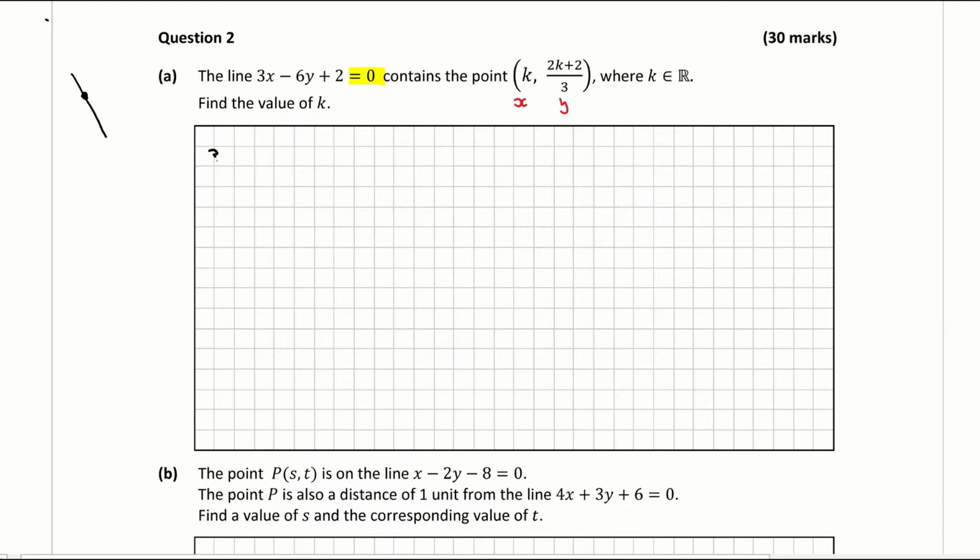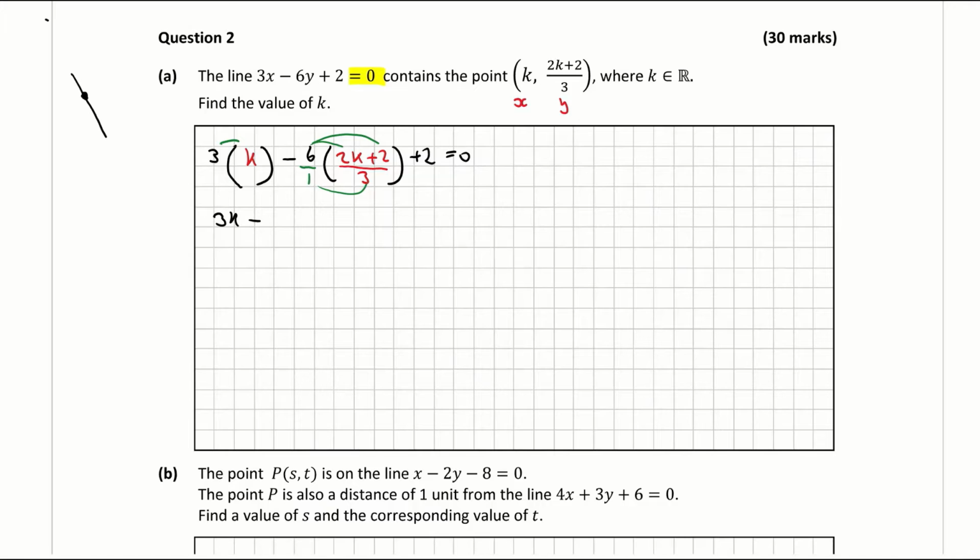So let's go with that. So 3 times my k, which is my x value, minus 6 times y, and my y in this case is 2k plus 2 over 3. And I'm going to then add my plus 2 and let that equal to 0. So I'm going to solve this now. So multiplying in 3 into the k gives me 3k. And then multiplying in this fraction. So think of the 6 as being over 1. And when I multiply fractions, it's top by top, bottom by bottom.